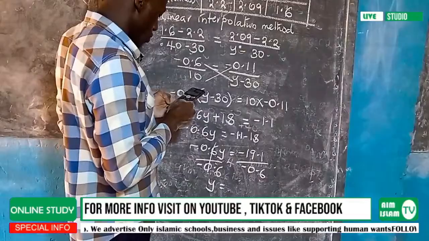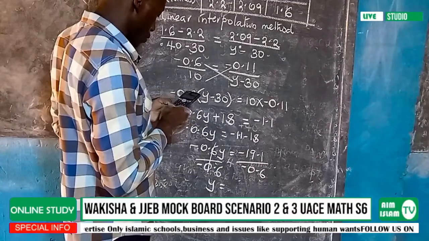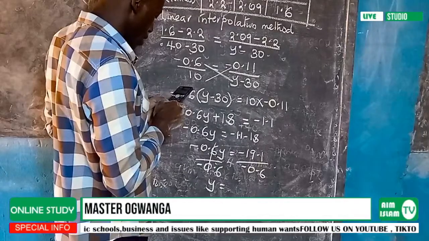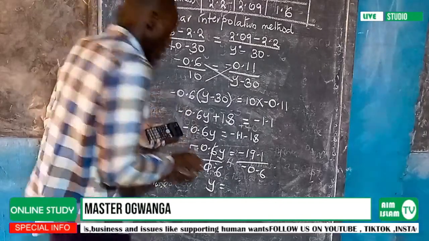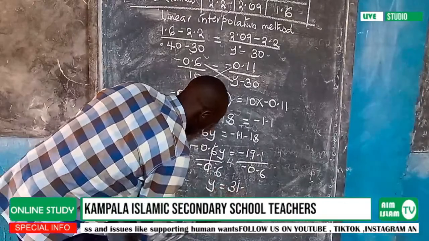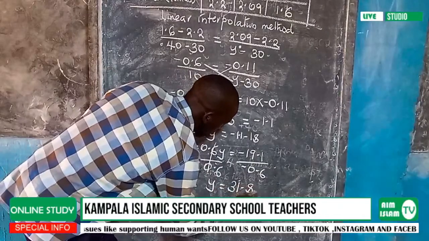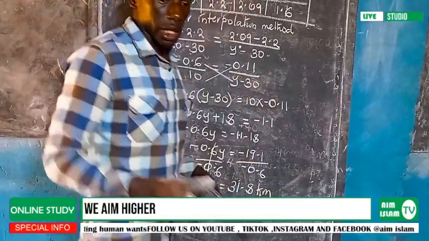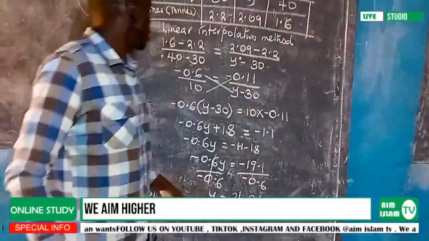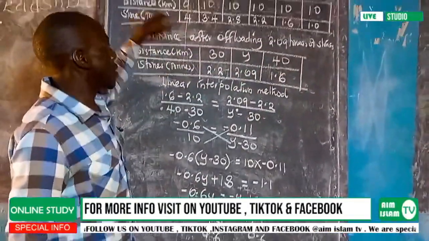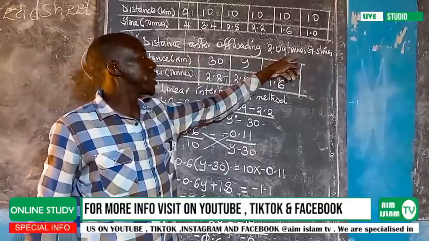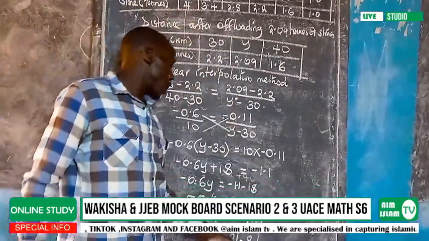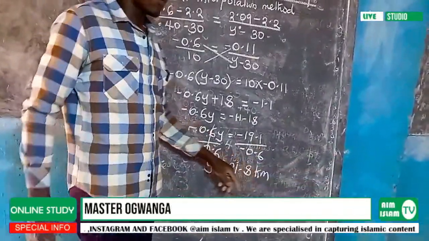This is giving us 31.8. So this 31.8, remember we are looking at the value in kilometers. So this one means that 2.09 tons of stone will be uploaded at a distance of 31.8 kilometers.